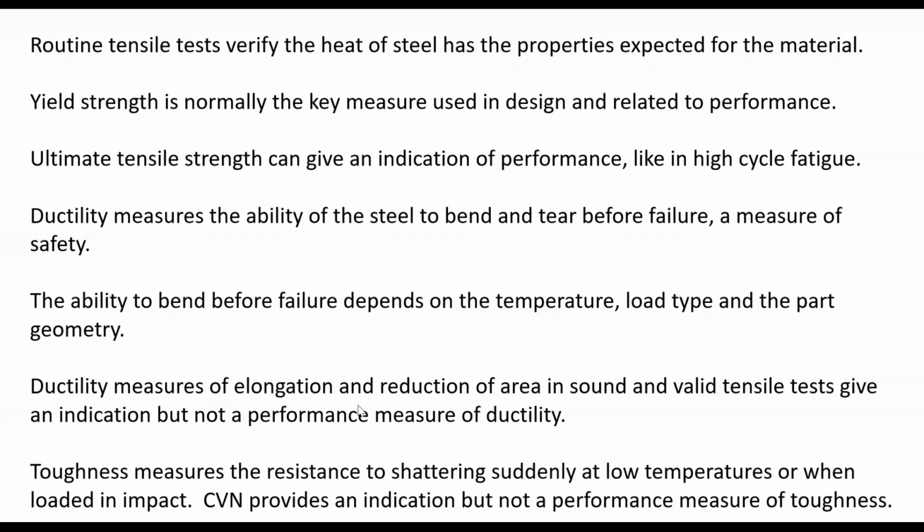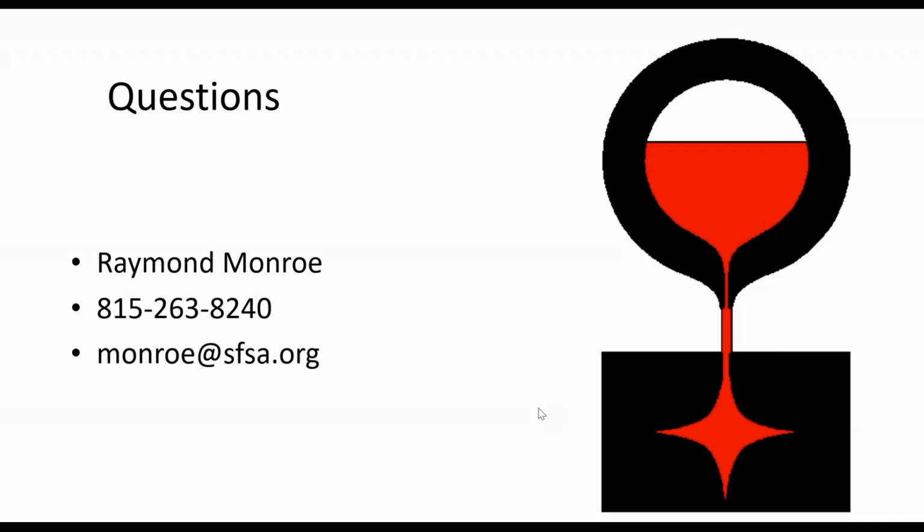Ductility measures of elongation and reduction in area in sound and valid tensile tests give an indication but not a performance measure of ductility. And toughness measures the resistance to shattering. And Charpy V-notch tests give an indication but also not a performance measure of the ability of the material to survive or provide safety. So that's all I had this morning. I just wanted to give some background so that when we have discussions about the mechanical test requirements and the qualification of the first article, it's clear how we try to relate the ordinary quality mechanical testing properties to the actual performance of the steel casting.